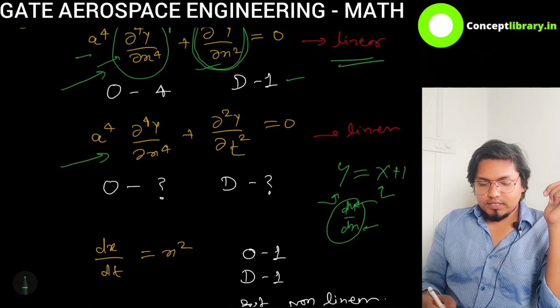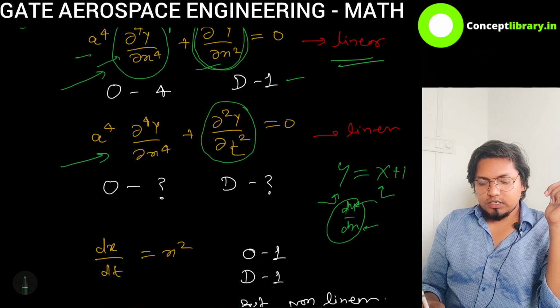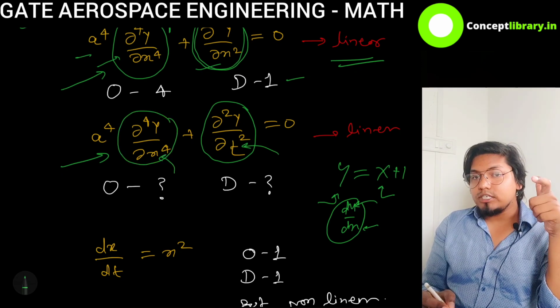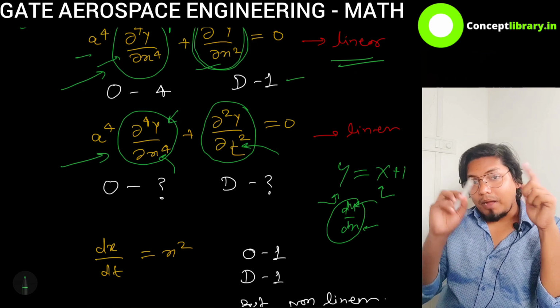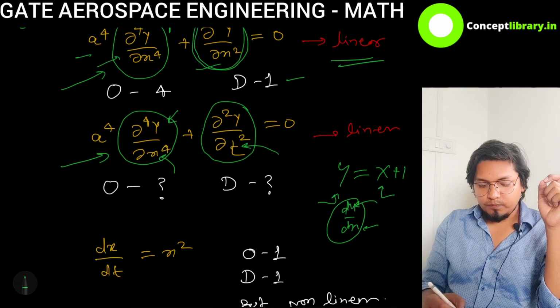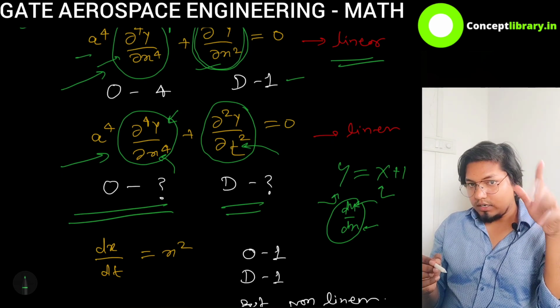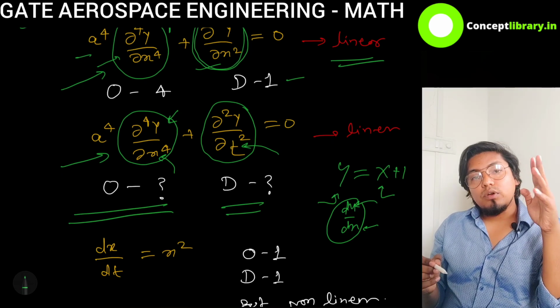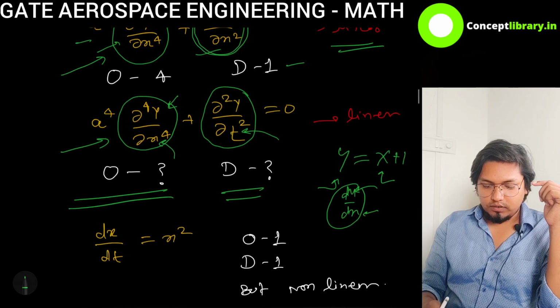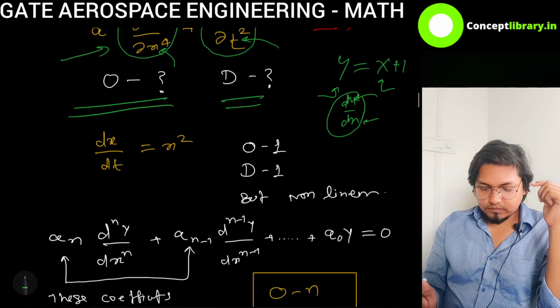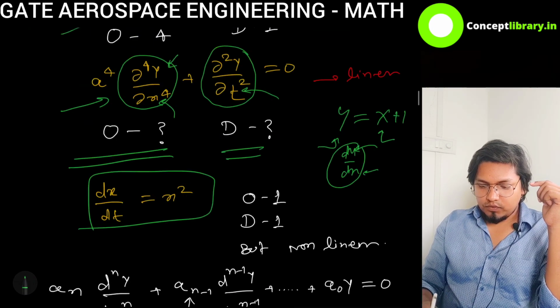So here also, one differentiation is with respect to time, but this is with respect to x. But what is the highest power? Power is 4. What is the power of the highest order? That is the degree. So here you have order 4 and degree 1. Clear? Order 4, degree 1. And of course this is linear.